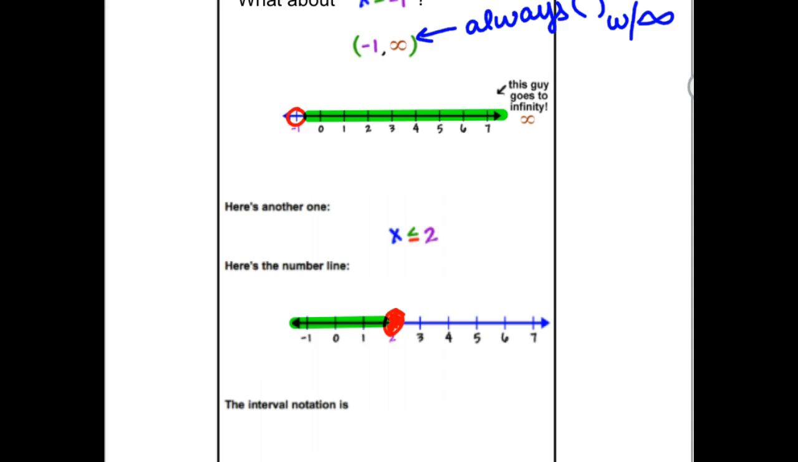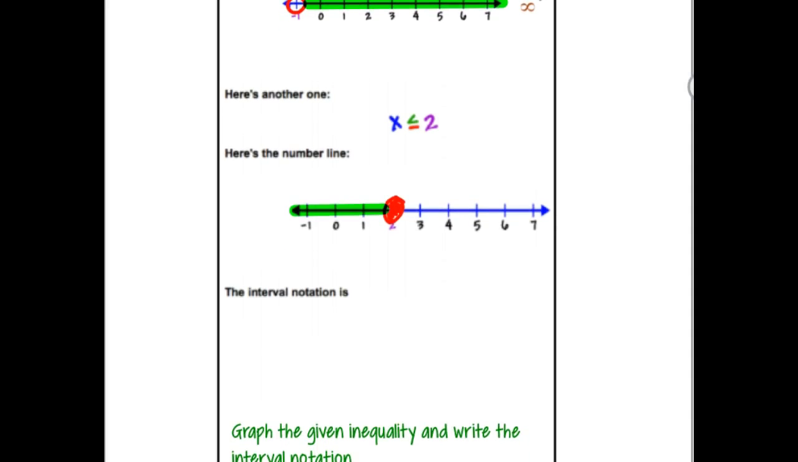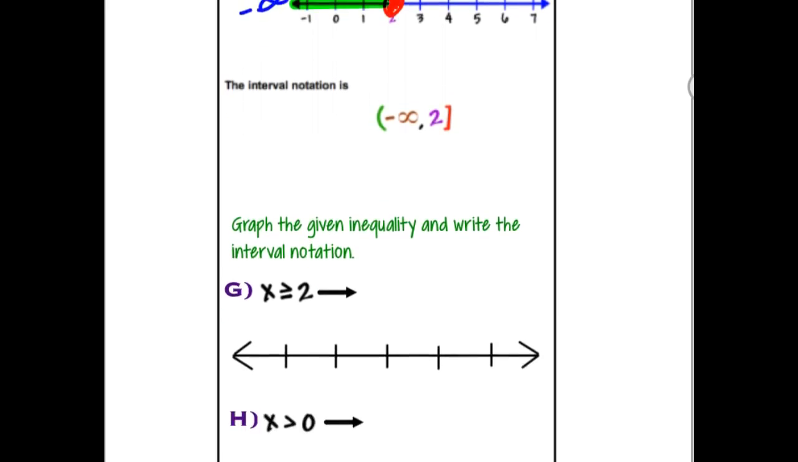And when we write our interval notation for this, this time we're going this way. This way is to negative infinity. It's not just infinity because it's getting smaller to the negative side. And then we go all the way to 2 with a square bracket. We want to always go from smaller to bigger.